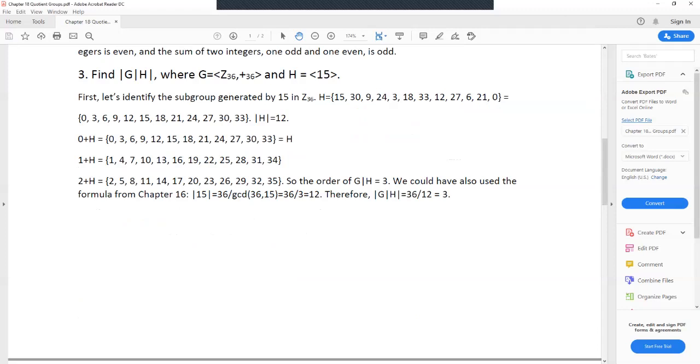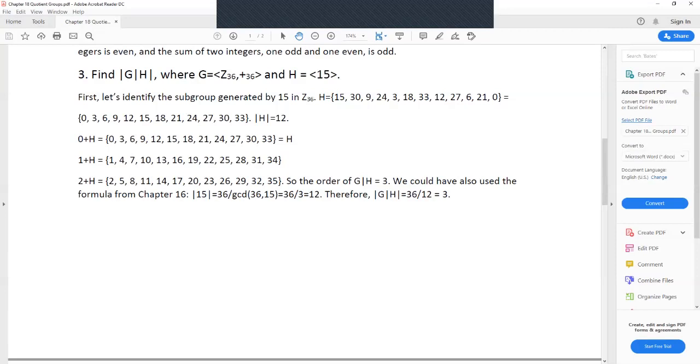Problem number 3 asks us to find the order of G/H, where G is equal to Z36 under addition, and H is the subgroup generated by 15. Well, first, let's identify the subgroup generated by 15 in Z36. If we start with 15, and we add 15.